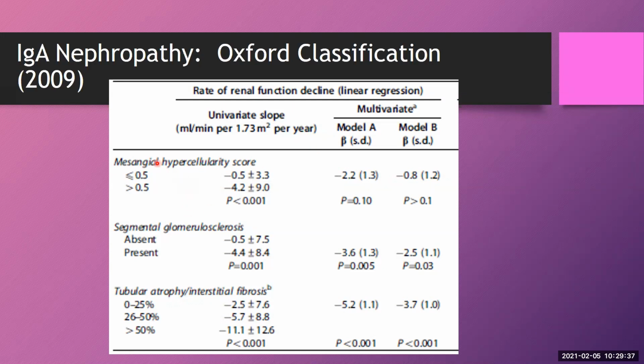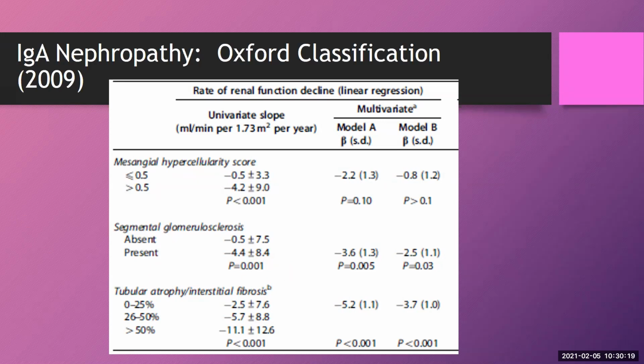So if you have an M0, right, you decrease in your ability to filter blood at the glomerulus by 0.5 milliliters per minute per year. If you have an M1, you decrease even further to 4.2 milliliters per minute per year, slower than you originally were able to filter. If you have an S0, right, absent, similar to the M score, comes down to 0.5 milliliters per minute. If it's present, 4.4 milliliters per minute slower than healthy.